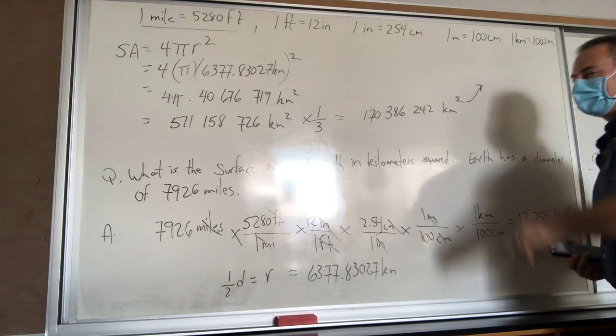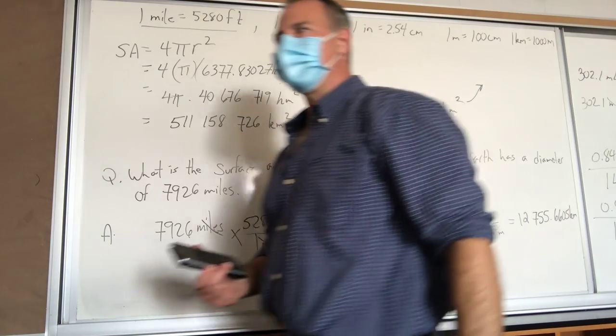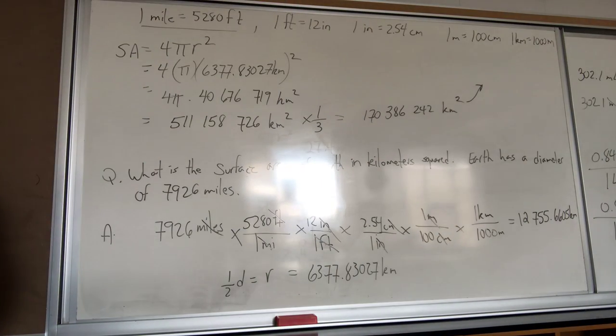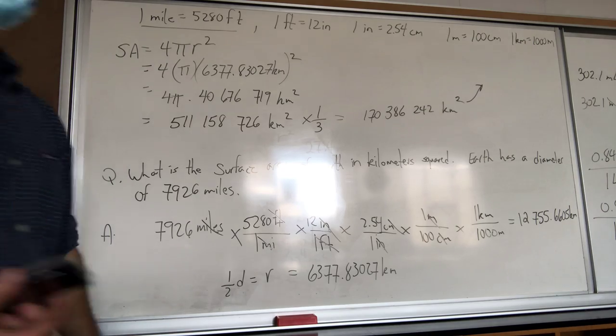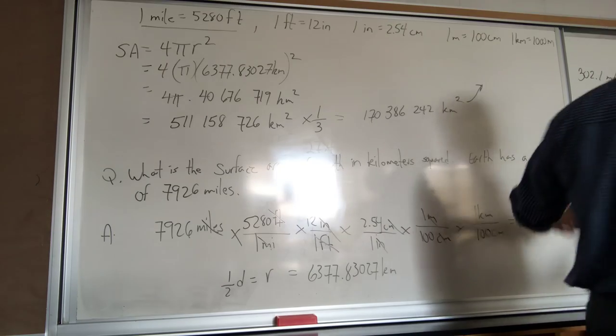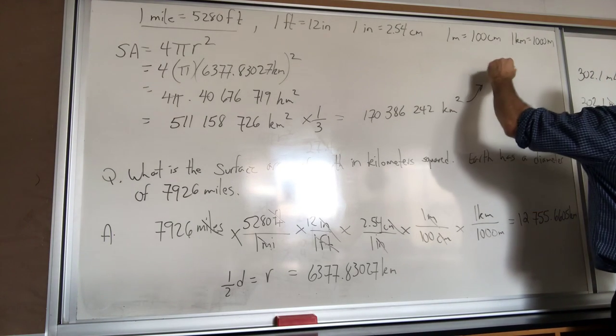Which one would you rather have? Persons per square kilometer or kilometers squared per person? Do you want to know how much land you have for yourself, or do you want to know how many people there are in 1 kilometer squared of land? Which one would you prefer to know? I'd rather know how much land I have for myself. So I'm going to say kilometers squared per person. So I'll put this over the population of the Earth.